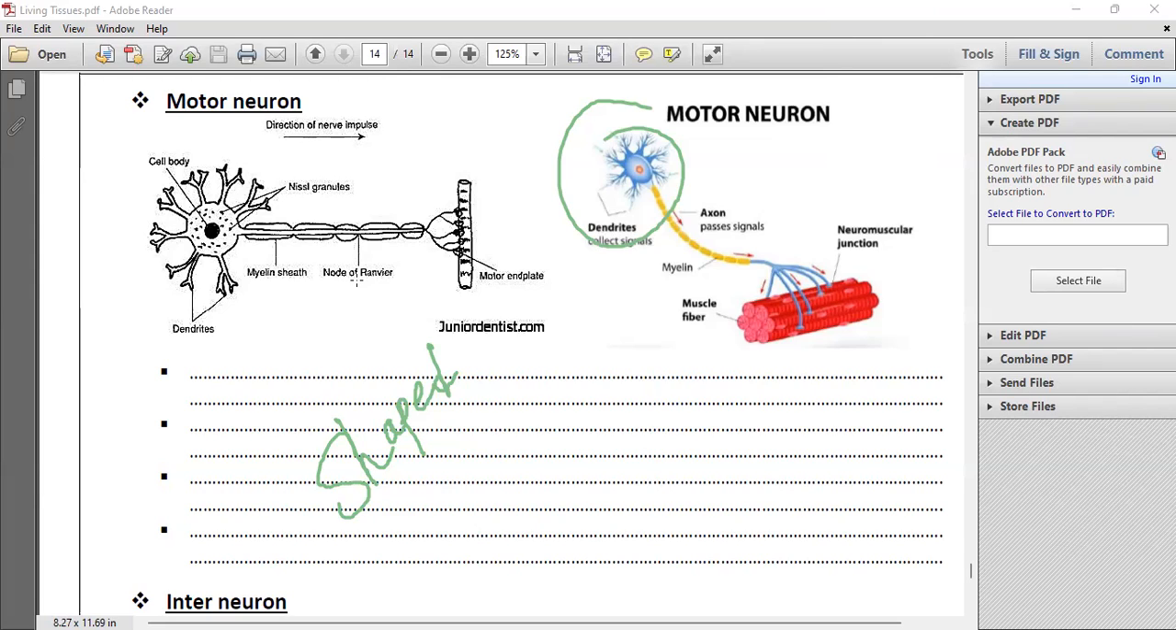Next point. The axon of a motor neuron is long. Now, axon of a motor neuron is very long. Sometimes it's longer than 1 meter. You have to write it. Axon of a motor neuron is long. Sometimes longer than 1 meter.